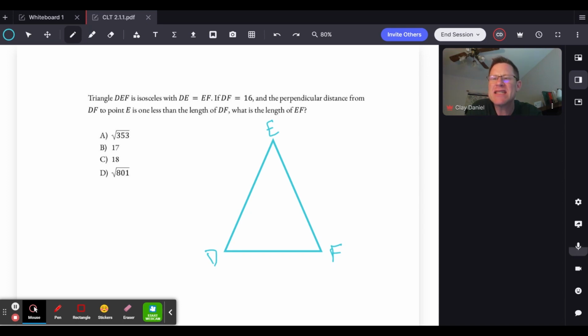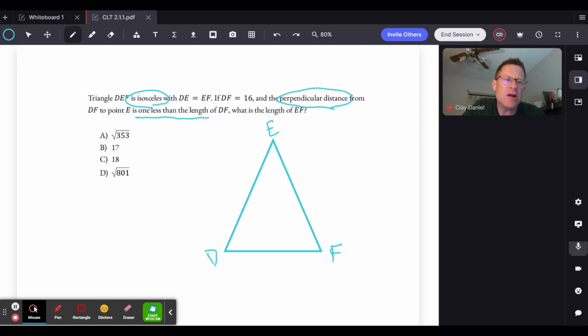Triangle DEF is isosceles with DE equals EF. If DF equals 16 and the perpendicular distance from DF to point E is 1 less than the length of DF, what is the length of EF?